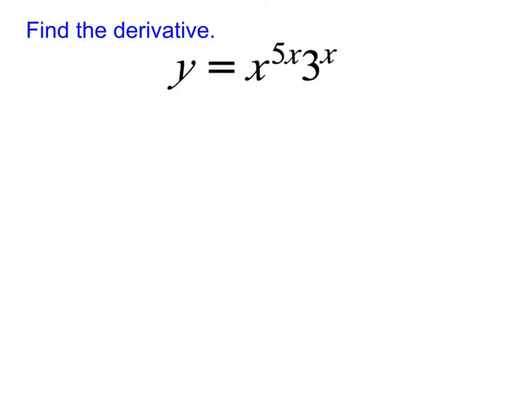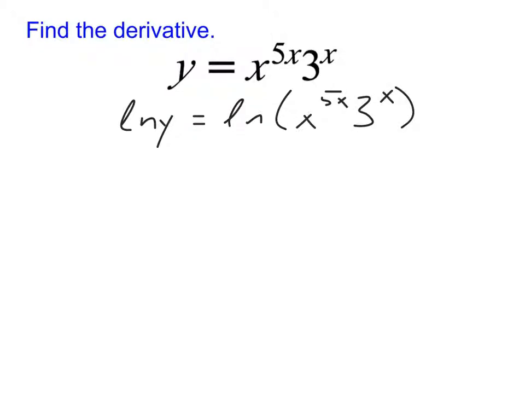So for doing this problem, notice we do have x in the base and x in the exponent. So yes, we still do need to solve this one by finding the natural log of both sides first. But when we do that, we got natural log of y equals the natural log of x to the 5x times 3 to the x.